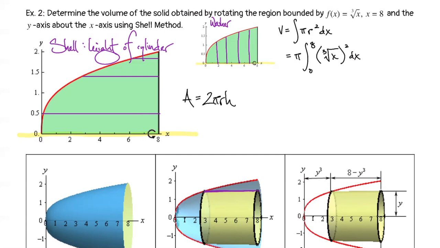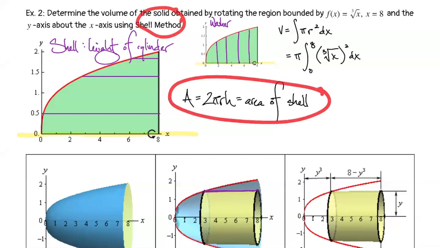So 2 pi rh is not the circumference of the cylinder. Two pi r is the circumference, right? But 2 pi rh gives us the area of the shell. Okay, there we go. It is the area of the shell, okay? So we have this area of the shell. If I want to use shell method, I have to use the area formula for the shell, okay?